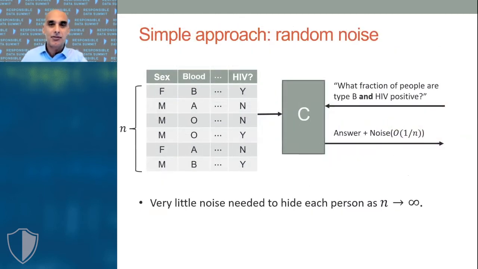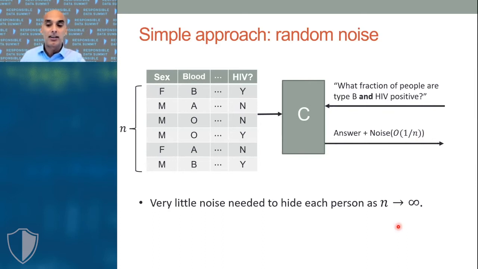To give you a sense of how this very strong property can be achieved, consider a simple query that's asking what fraction of people in the data set have some property, like being blood type B and HIV positive. It turns out that we can achieve the differential privacy property by computing the true answer to this query and adding a small amount of random noise. Why? Well, notice that each individual's data can affect the true answer to this query by at most plus or minus 1 over n, where n is the number of individuals in the dataset, because we're calculating a population fraction. So intuitively, if I add noise of magnitude that's slightly larger than 1 over n, I should be able to obscure the effect of each individual data subject.